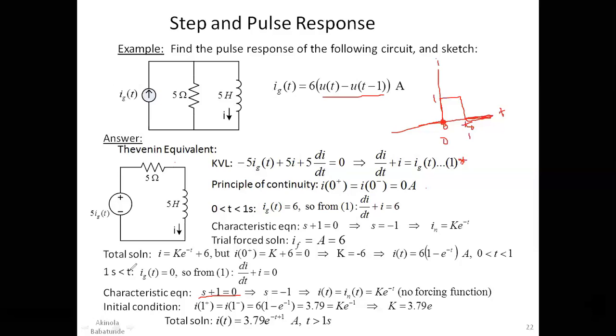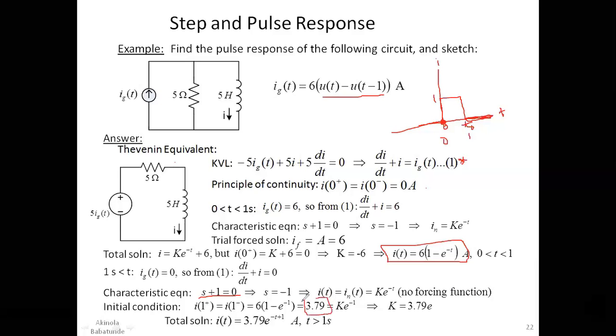Where is it here? This is the total solution we obtained here for the initial conditions. This is exactly what we obtained. Okay, so i of t equal to 6 into 1 minus exponential minus t. So in this case, when t is greater than 1, the initial condition becomes i of 1 equal to 6 into 1 minus exponential minus 1. And what we will obtain when we do that is going to be 3.79.